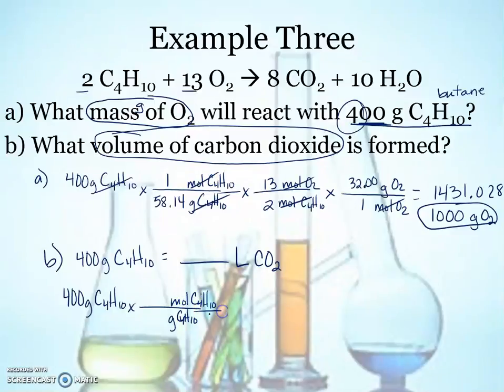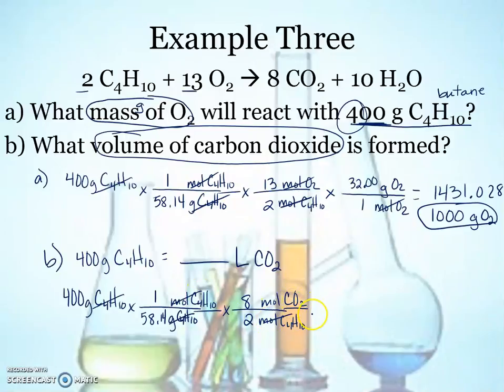Because remember, whenever in doubt, go to moles. And then from moles, you can probably figure out where you need to go. All right, 58.14 grams on the bottom, 1 mole on top. That's going to cancel. Now, can I change from butane to CO2? Yes, I can. I can use my mole ratio to go from butane to CO2. So what's my mole ratio? Well, it's 2 to 8. So 2 and 8.